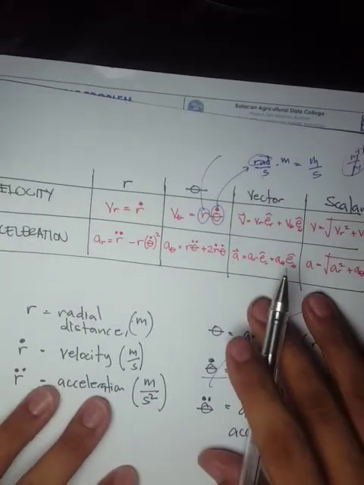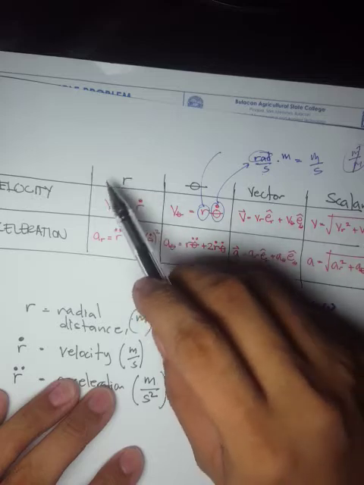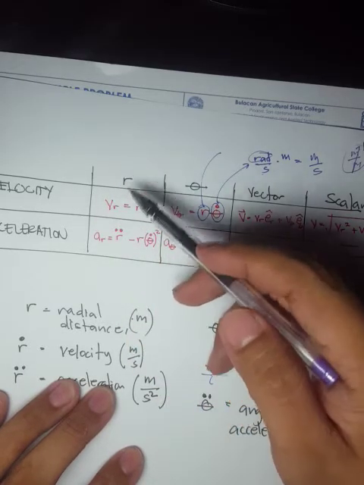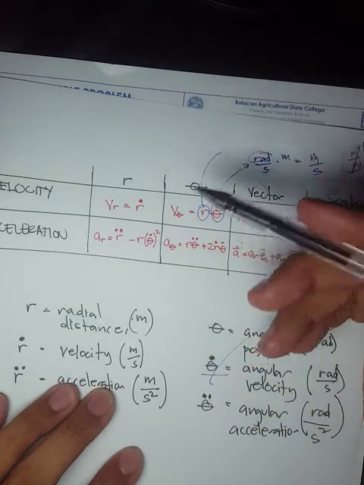So notice that once we have this r value, our position, then we just take the first derivative and the second derivative.